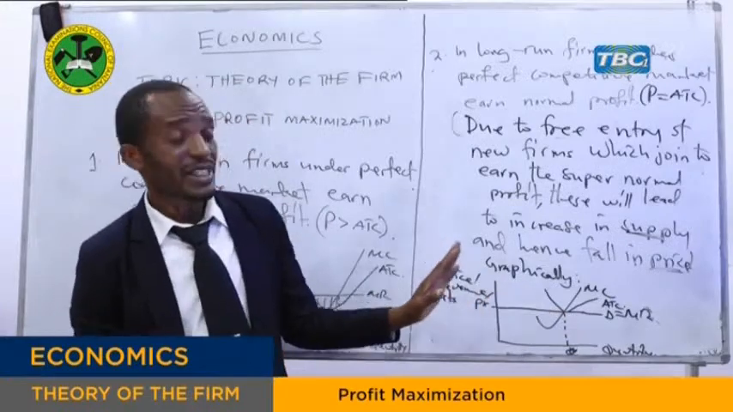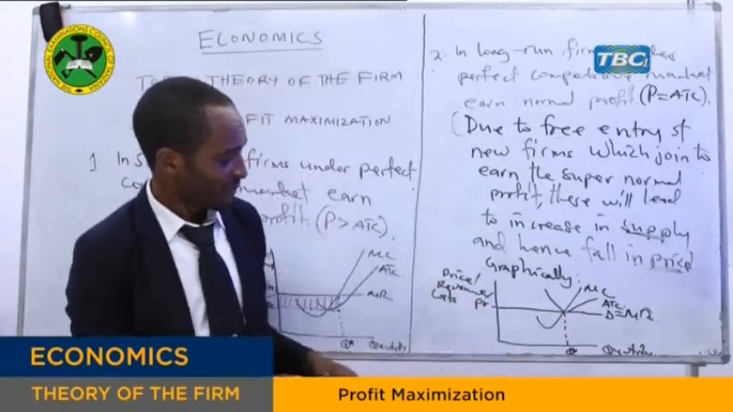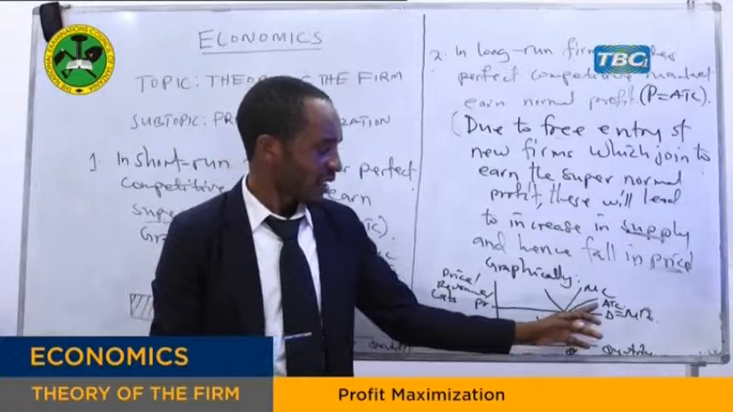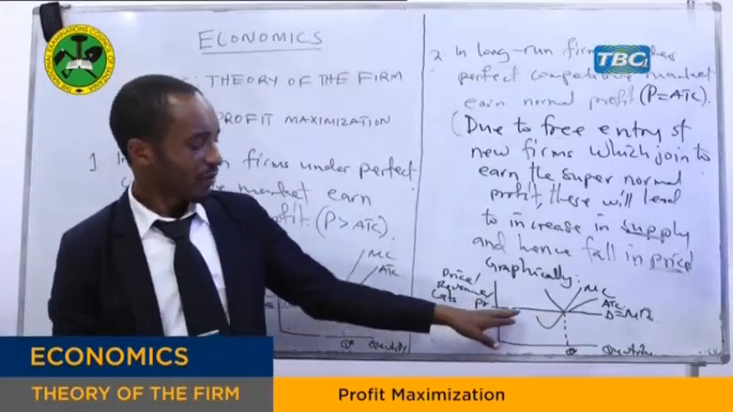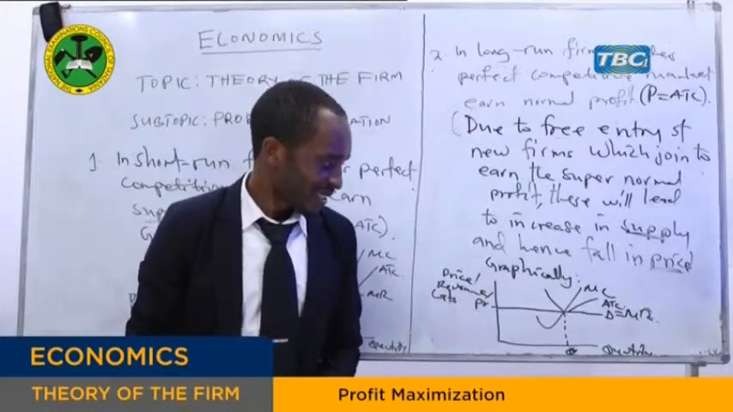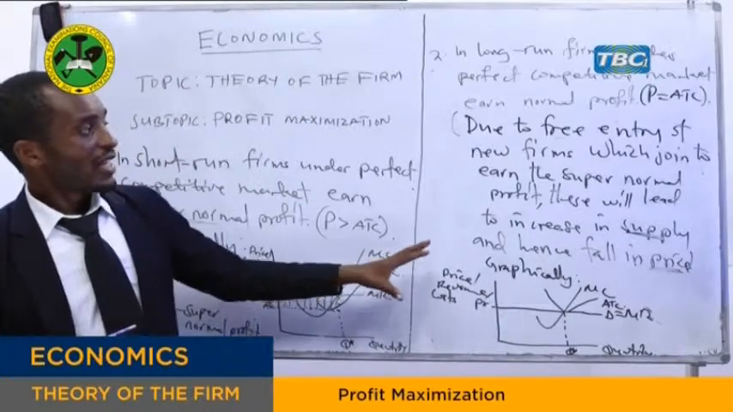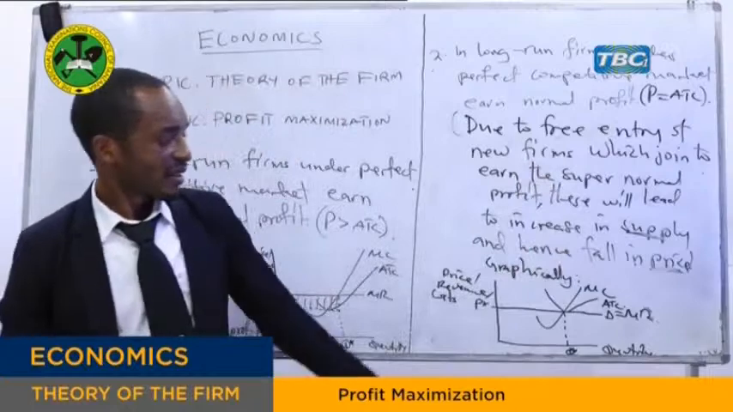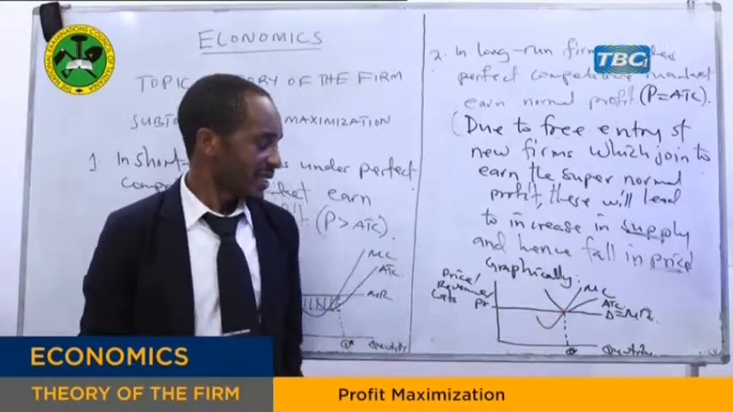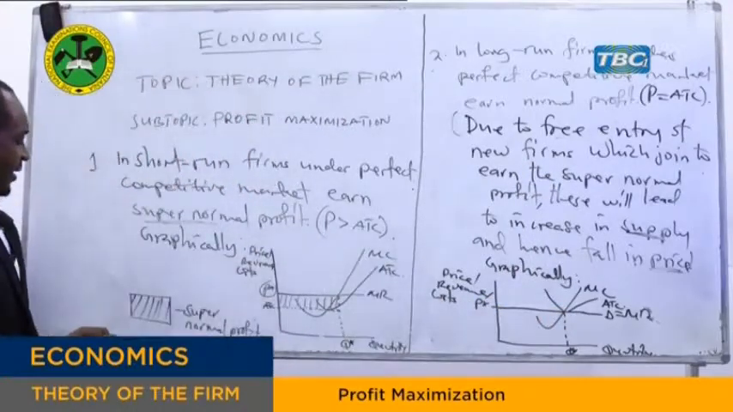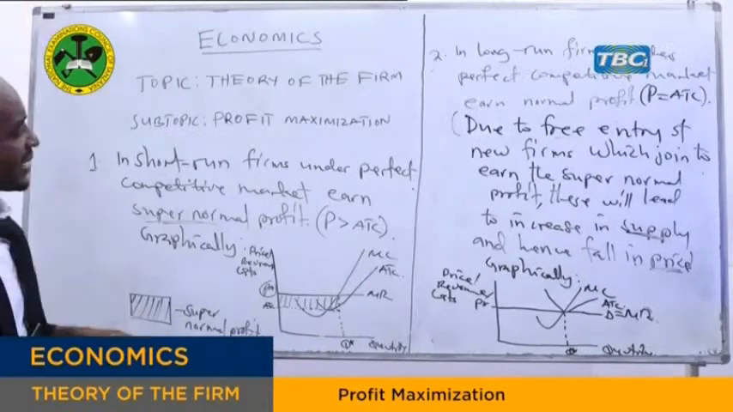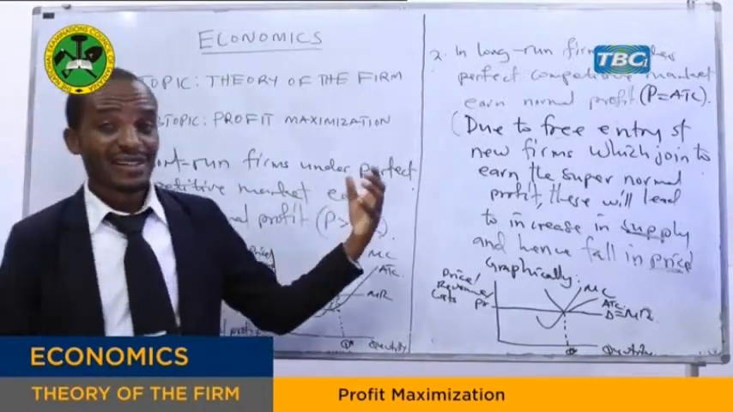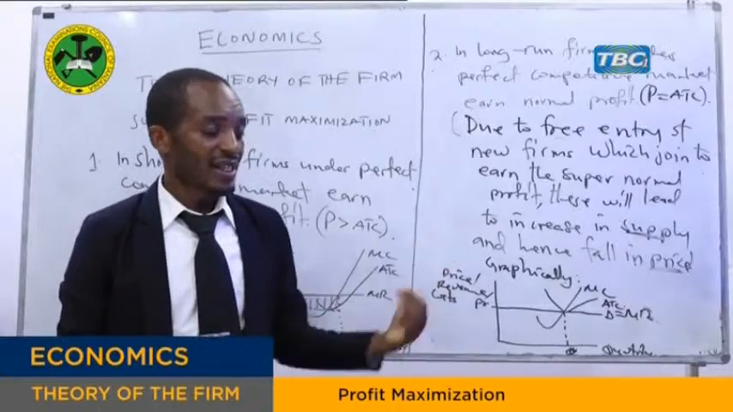So normal profit means zero profit. Since price is equal to average total cost, the profit will be equal to zero. In the long run, due to the entering of new firms, this situation could exist. And the third case is when a firm earns a loss, or is incurring loss.